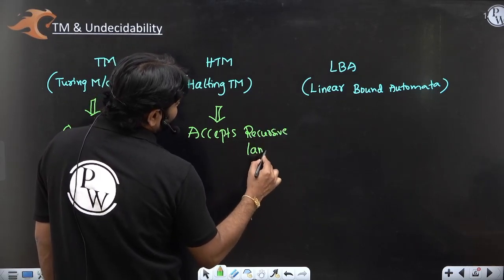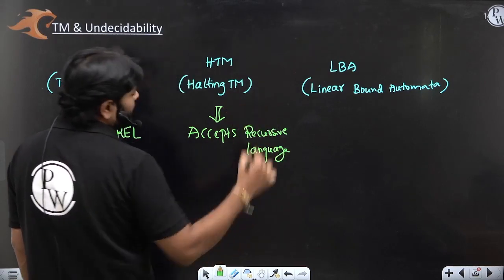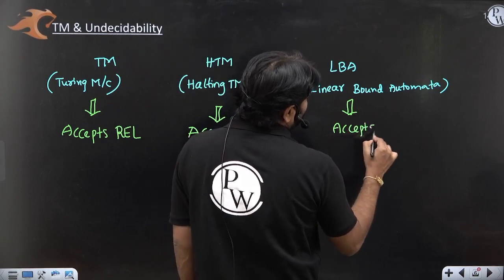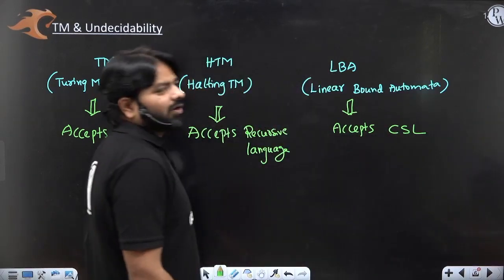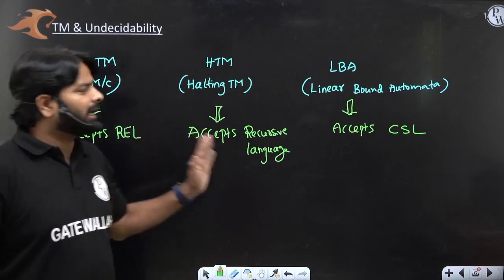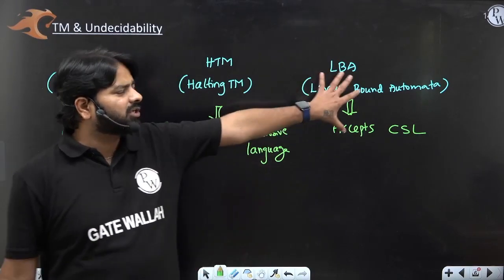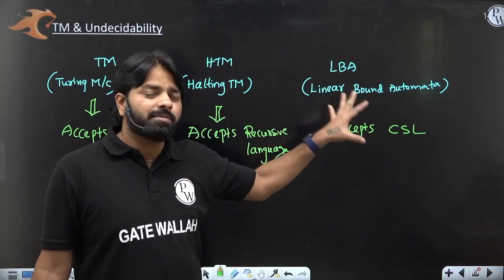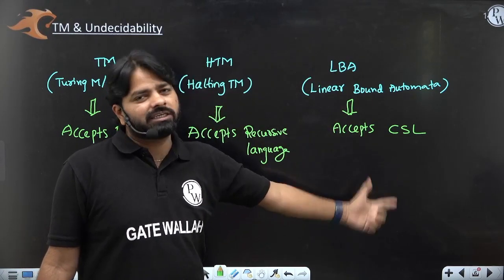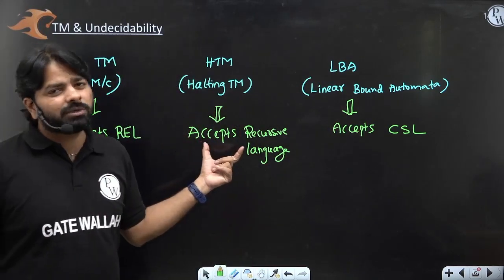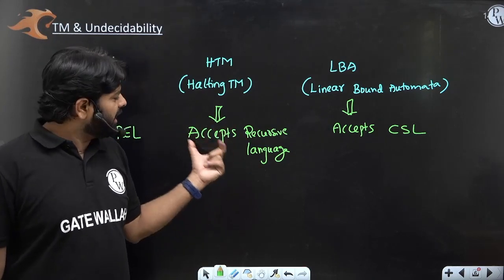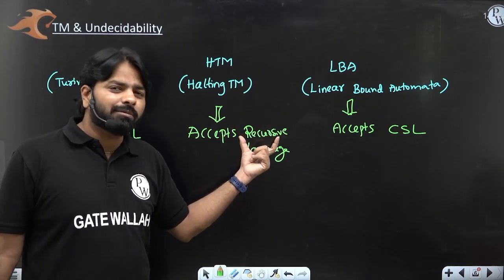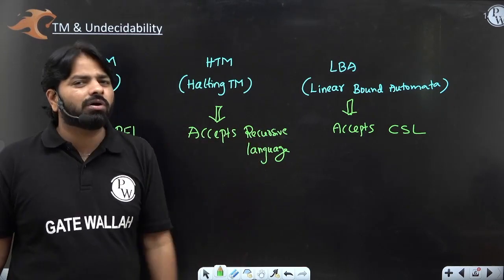Recursive language. Now this kind of machine is going to accept or recognize context sensitive language. Even though all the three types are Turing machines, this Turing machine is more restricted, like it must be halting, it is using a linearly bounded tape. That's why the language is context sensitive. And even though this is a Turing machine, that machine is always going to halt, and it is going to accept decidable language. Another name is decidable language. Recursive language and decidable language are synonyms here.